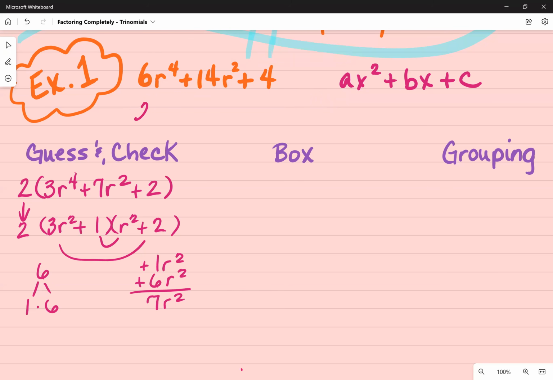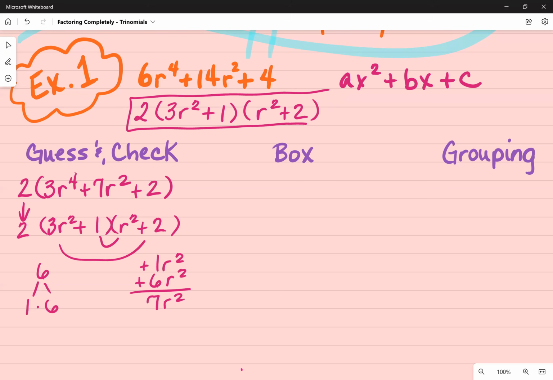It's going to be 2 times the quantity of 3r squared plus 1 times the quantity of r squared plus 2. And if you just wanted to double check it to make sure, you can do a quick check. 2 times 3r squared is 6r squared times another r squared is going to be 6r to the 4th. And then 2 times 1 is 2 and 2 times 2 is 4. So again, you're just rewriting it in factored form.